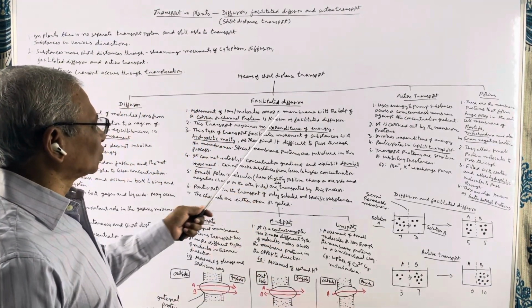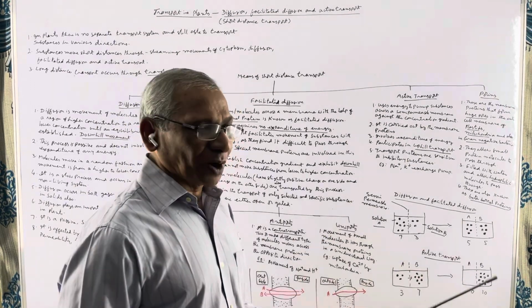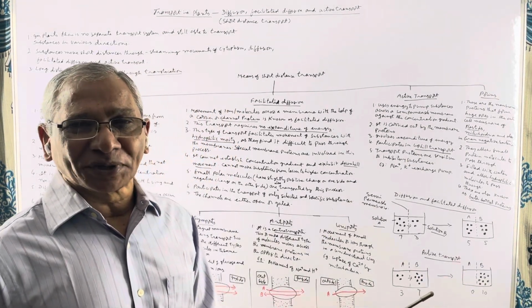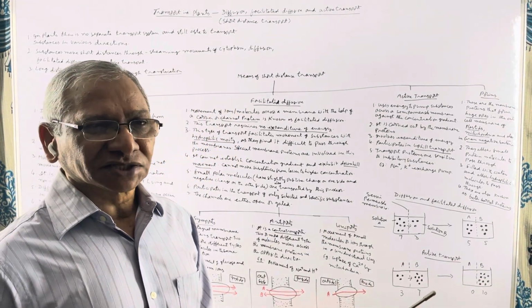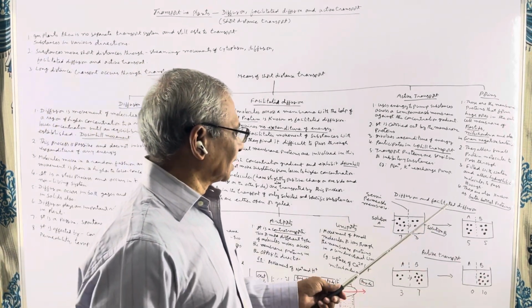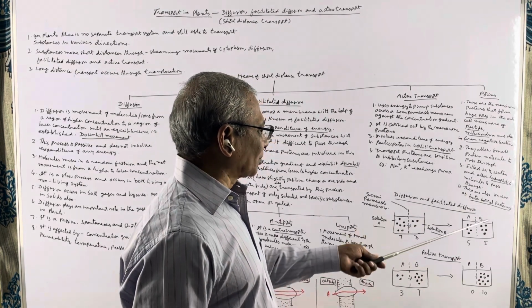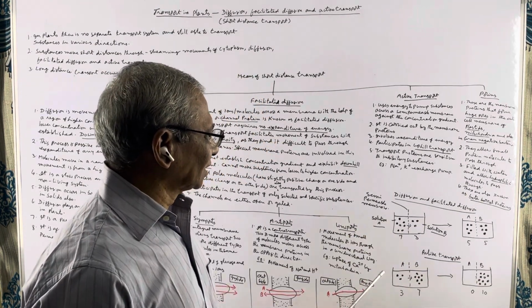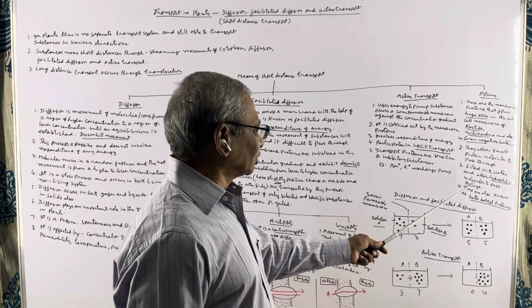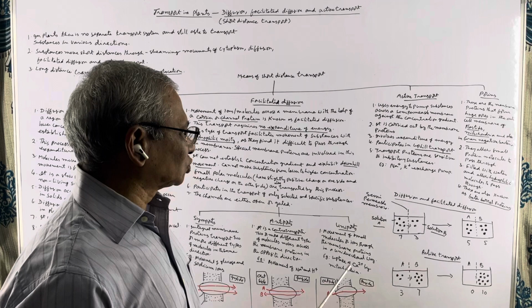In the other cases, only molecules or ions are moving. But in the case of porins, small-sized proteins are moving through these openings. Because the cells have pores, they are known as porins. These porins are also known as beta-barrel proteins. They allow hydrophilic molecules or hydrophilic protein molecules to pass through them.